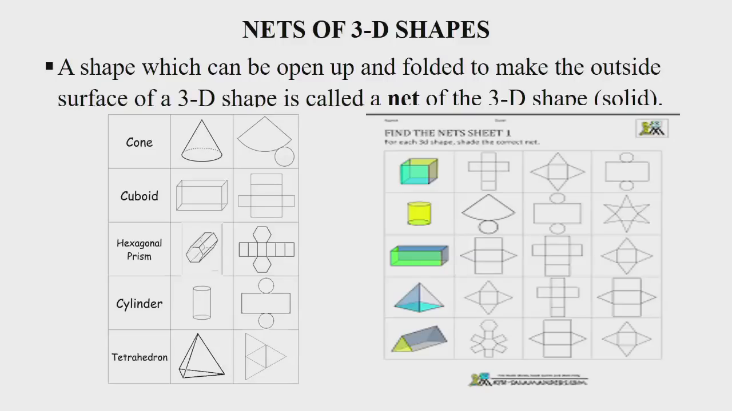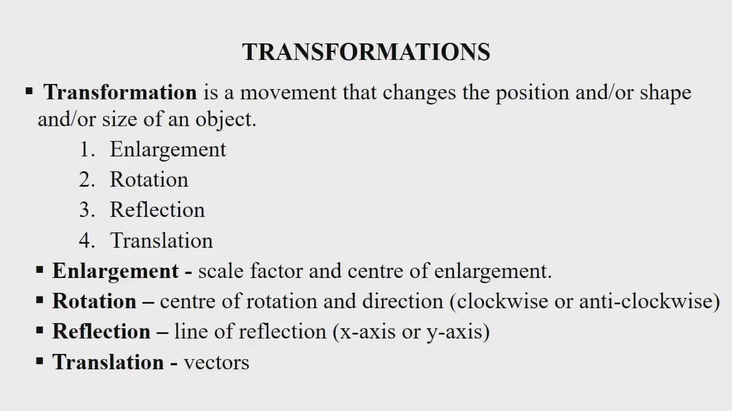What are we expected to know? You should know how to draw them. If I say draw a net of a cuboid, you know how it looks like. Draw a net of a cylinder, you know how it looks like, and so on and so on. We continue. Under geometry, we also have got a topic on transformation.